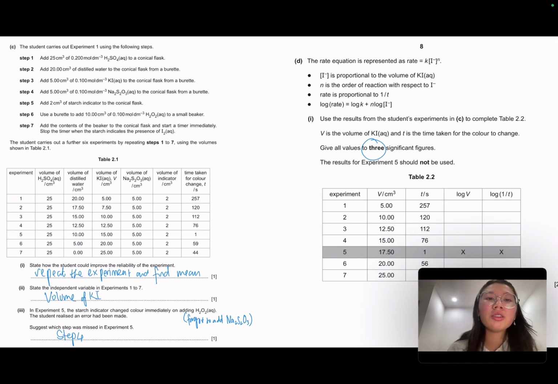Alright, state how the students could improve the reliability. This one is very straightforward. You can just repeat the experiment, find the average, find the mean, and ensure that the values are consistent. Okay, so state the independent variable in experiments 1 to 7. So what exactly is an independent variable? The independent variable is the only variable that you change in a reaction, because it has to be a fair test. There can only be one independent variable.